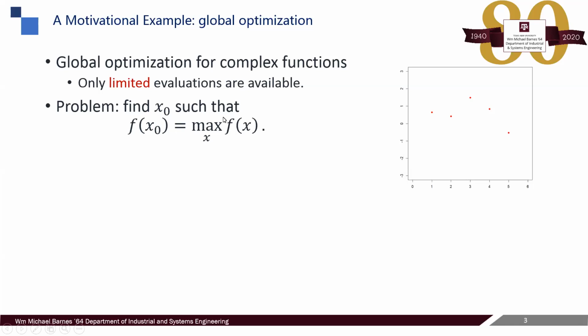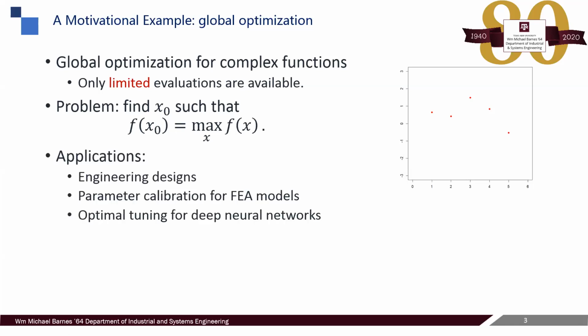There are many applications of this problem with such a formulation. For example, engineering design, we want to find the best product design or process design. And also parameter calibration for computer models such as finite element models. That's what I will discuss later in this tutorial. And also in machine learning, probably one primary application is optimal tuning for deep neural networks, like to identify a proper architecture for the neural network.